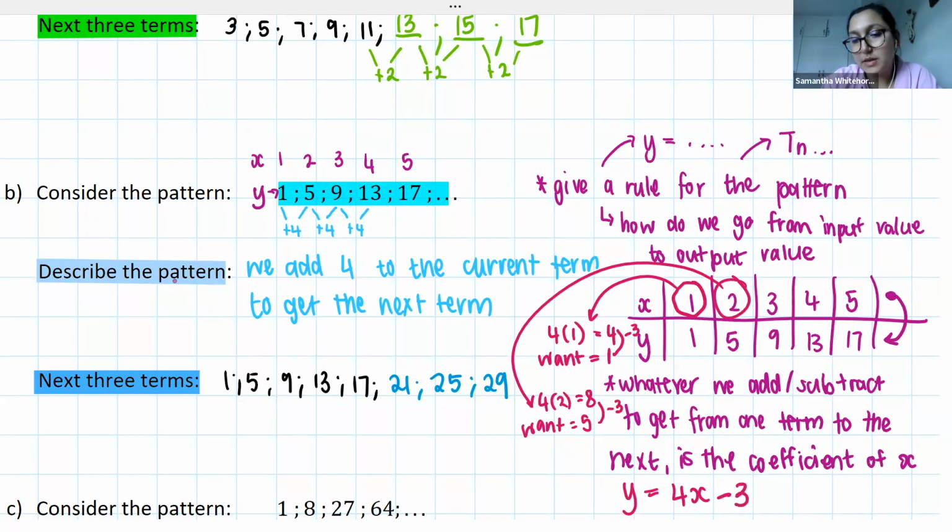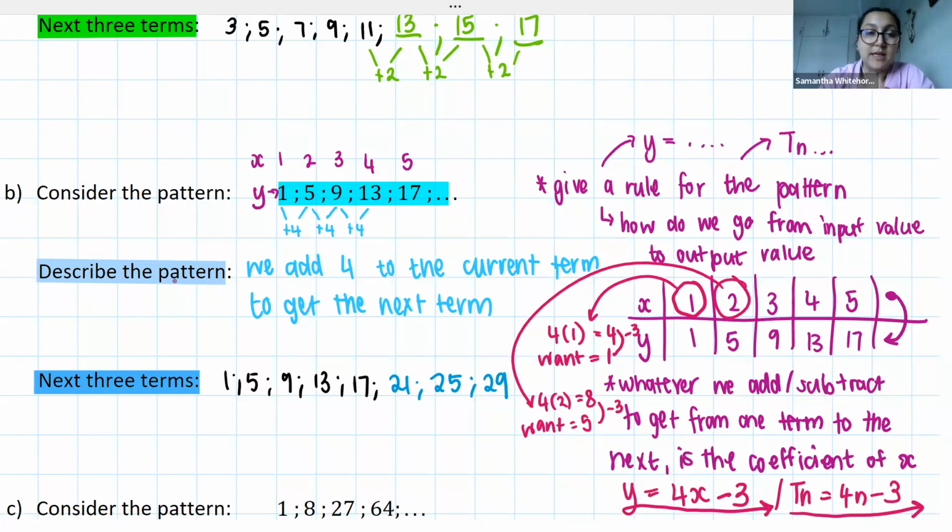And so this tells me that my rule, the algebraic rule for this number pattern, is y is equal to 4x minus 3. You don't have to use that. You could have said tn is equal to 4n minus 3. That's absolutely fine as well.